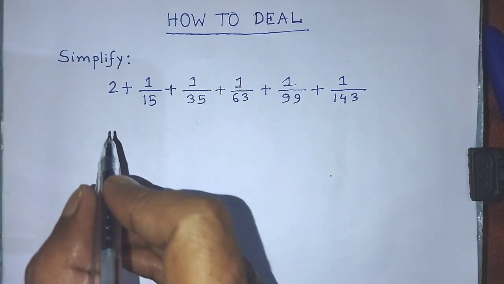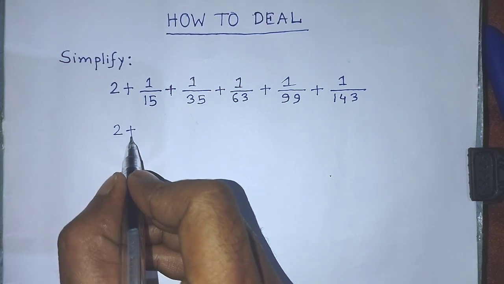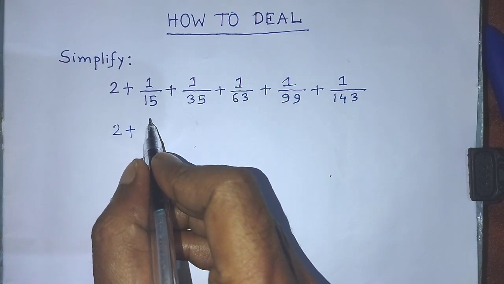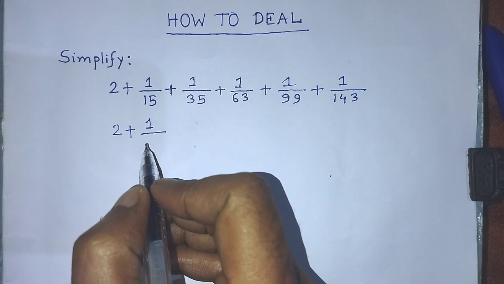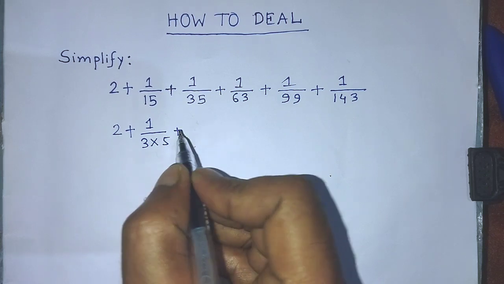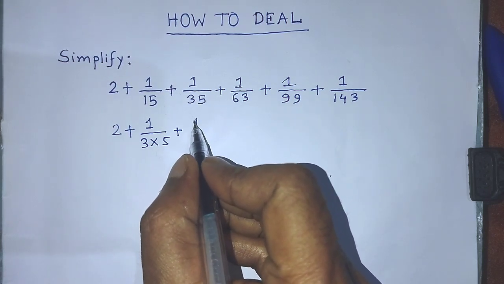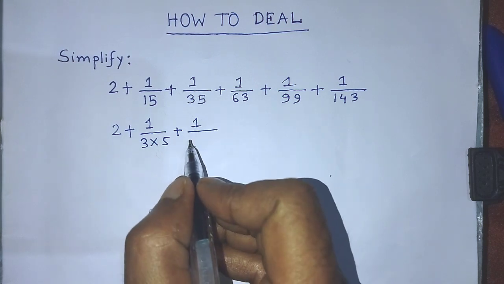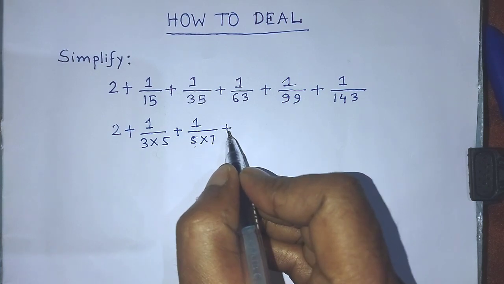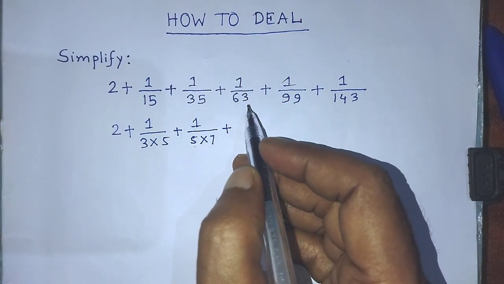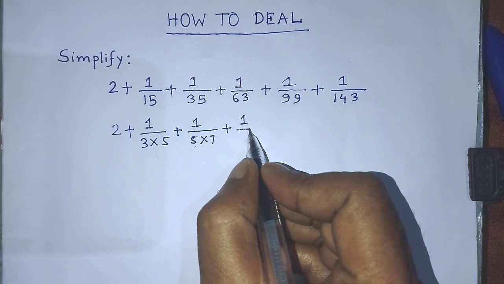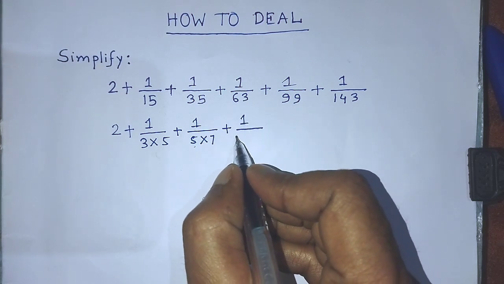So we can write 2 plus, in the second term in the place of the denominator here is 15, so we write 1 over 3 into 5, because in the place of 15 we write 3 into 5. Plus again we write 1 and in the place of 35 we write 5 into 7. Okay student. Plus in the fourth term here is 1 over 63, so again we write 1 in the place of the numerator and in the place of the denominator we write 7 into 9.